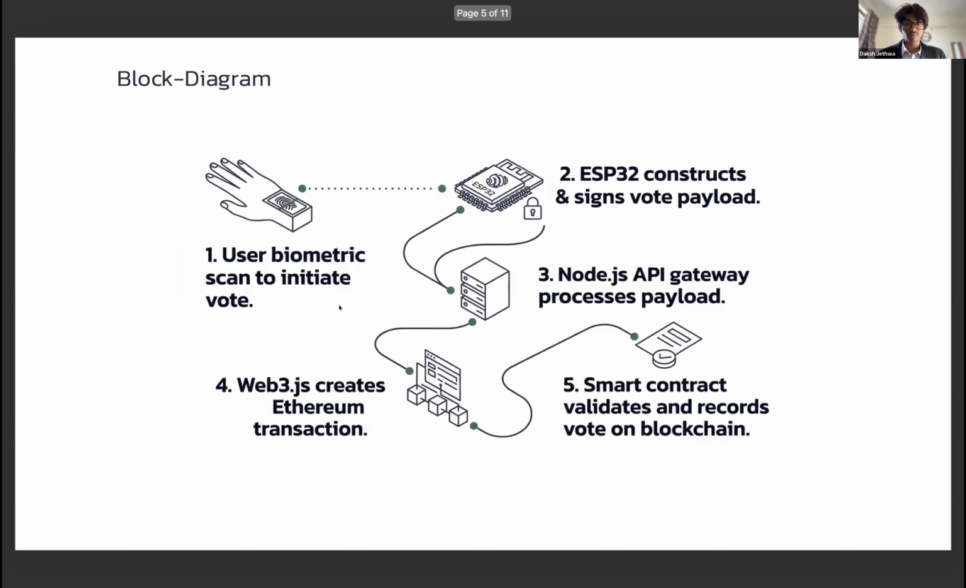This is the block diagram which shows the entire journey of the vote from identity verification to encryption, transmission, and storage. Every step is secure. The key idea here is layered security. Even if one layer is attacked, the others can continue to protect the rest of the system.